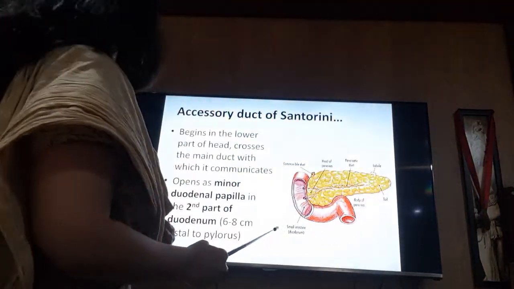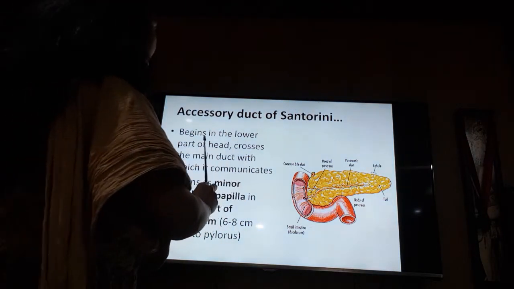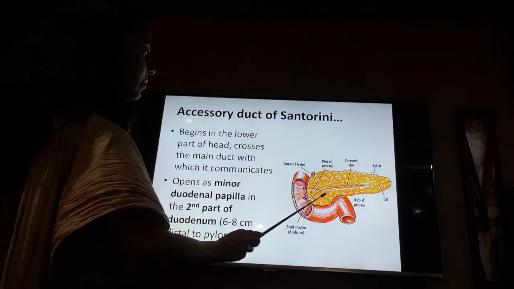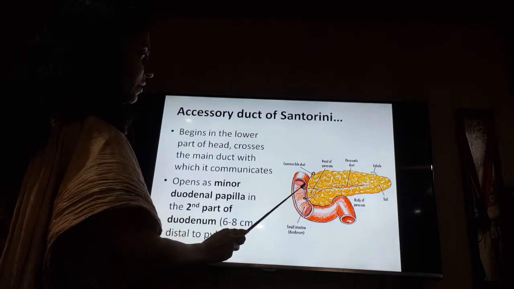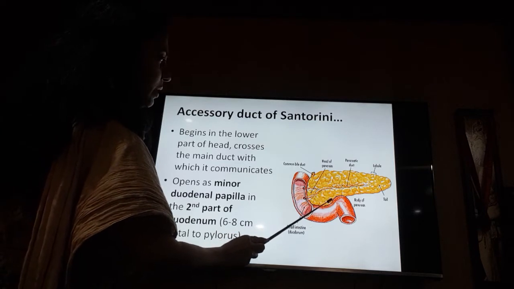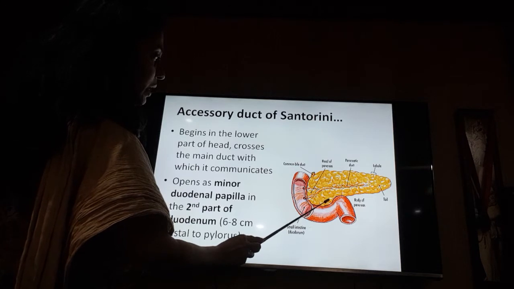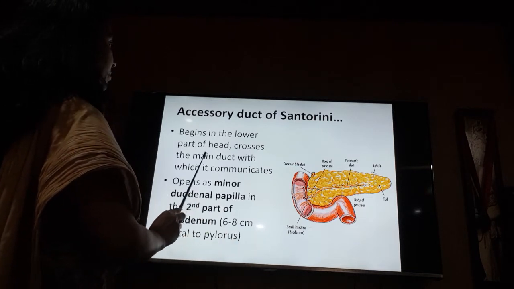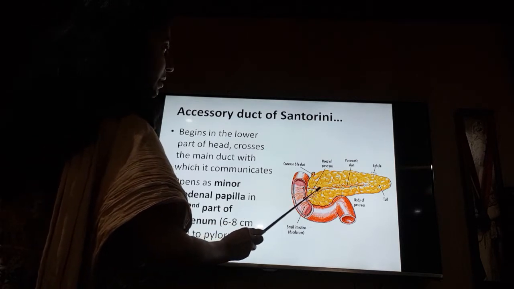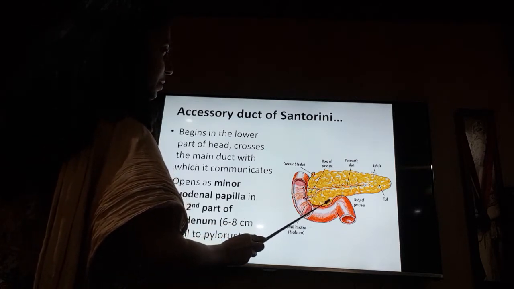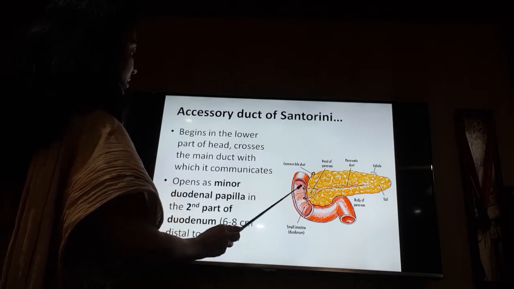Clear? So now again I will repeat the whole thing. It begins in the lower part of the head. It is beginning here in the lower part, okay? It is going to start like this. You are seeing only this portion, but actually it is starting like this. So it starts from the lower part of the head, crosses the main duct with which it communicates. It is communicating here, but actually it is starting from here. It is crossing this main duct.